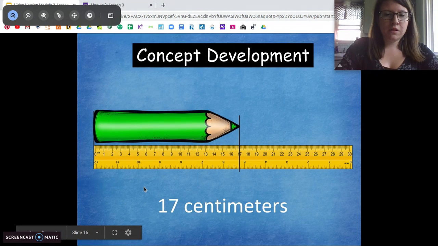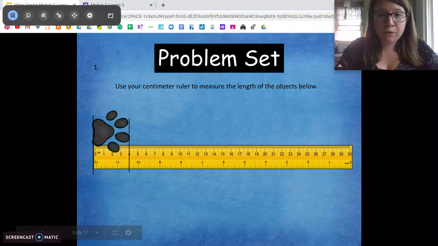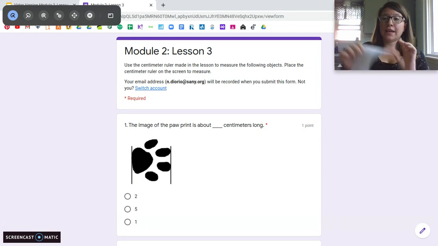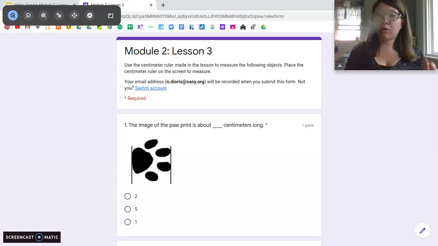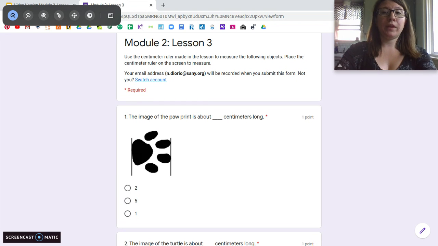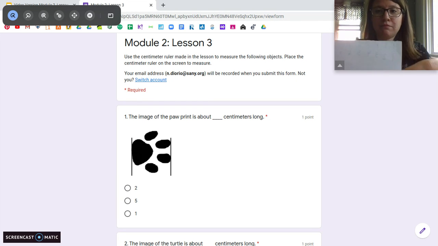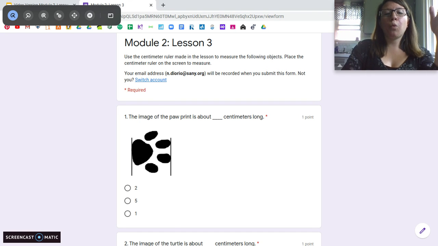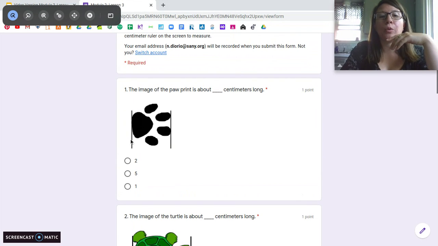All right. So your problem set for today, or your exit ticket for today, is in a Google form. You're going to take your centimeter ruler that you made, or if you have your own ruler at home, either one, and you're going to measure the images on the screen. A little silly, but it's going to work out. So you're going to take your centimeter ruler and line it up with the endpoints of the picture, and then you're going to choose the best estimate as to how long it is.